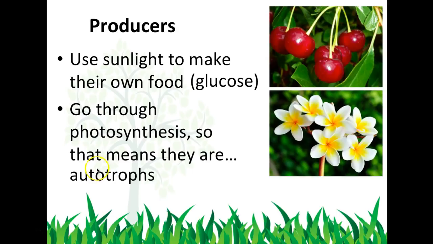We know the word autotroph if you use your stems. Auto means self, troph means feeding or nourishment. So producers are able to be self-nourishing. They make their own food. They make their own glucose as a result of photosynthesis.